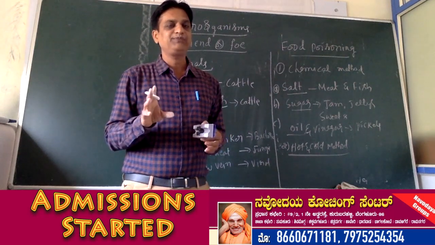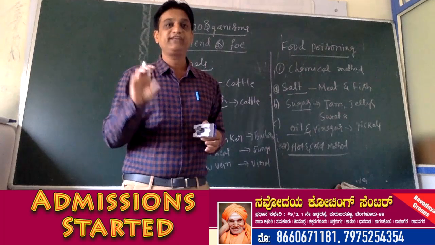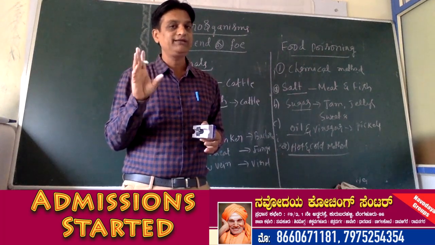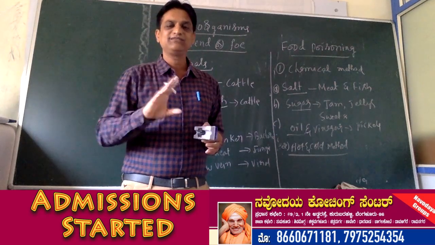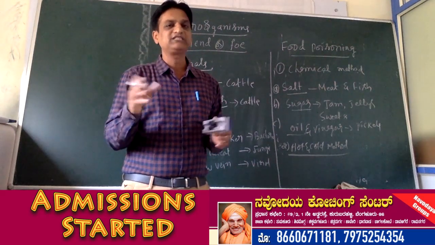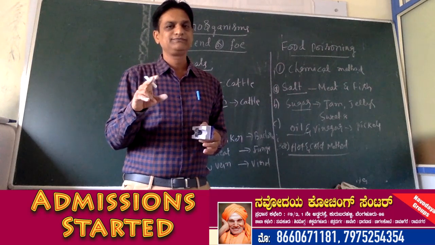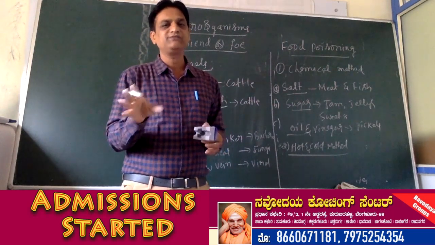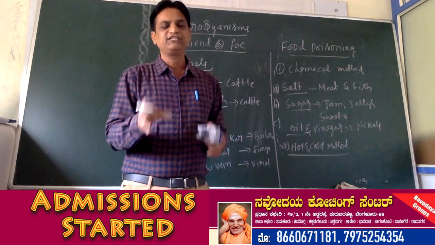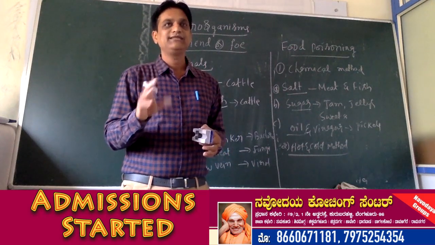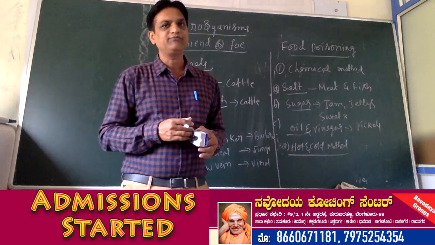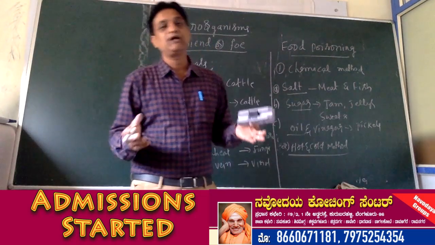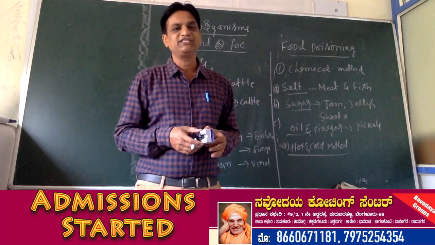Similarly, we can keep required food items in freezers, and in freezers microbial activity will be less, or there will be no microbial activity at all. That's why in refrigerators, vegetables, fruits, food items, milk, fish or meat which are kept there remain fresh for a long time. Okay, so the hot and cold method is also one method for food preservation.